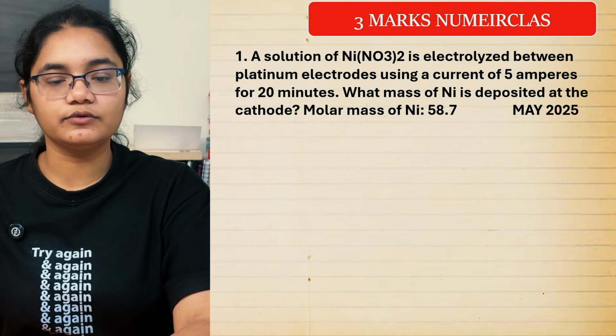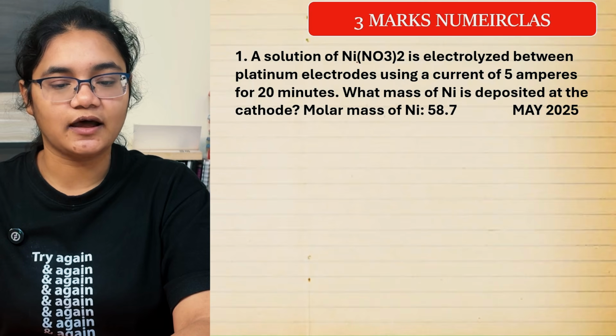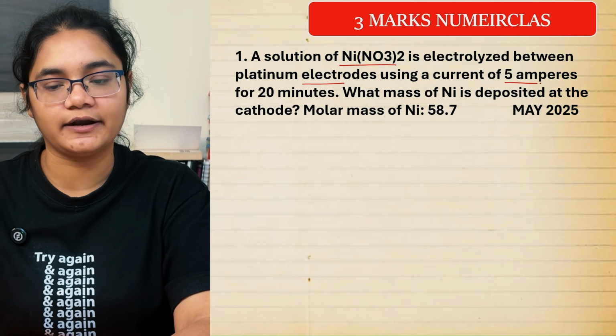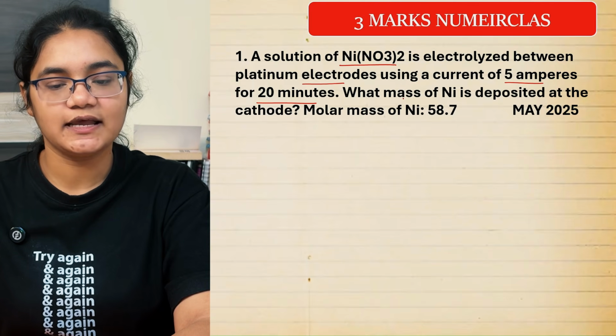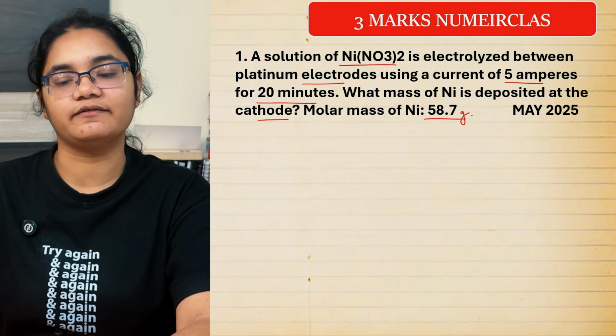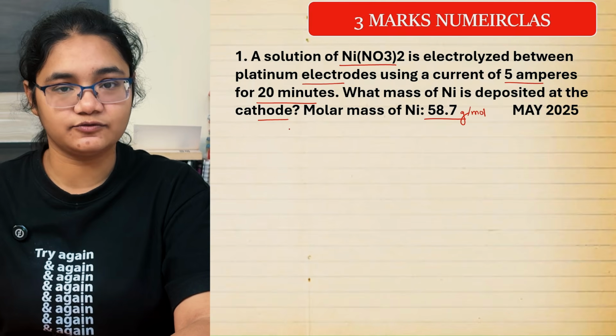Okay, now we will do some numerical questions that have been asked in previous years. The first question here is, a solution of nickel nitrate is electrolyzed between platinum electrodes using a current of 5 amperes for 20 minutes. What mass of nickel is deposited at the cathode? Molar mass of nickel is 58.7 gram per mole. Now this is a very simple and easy question from Faraday's first law, right?